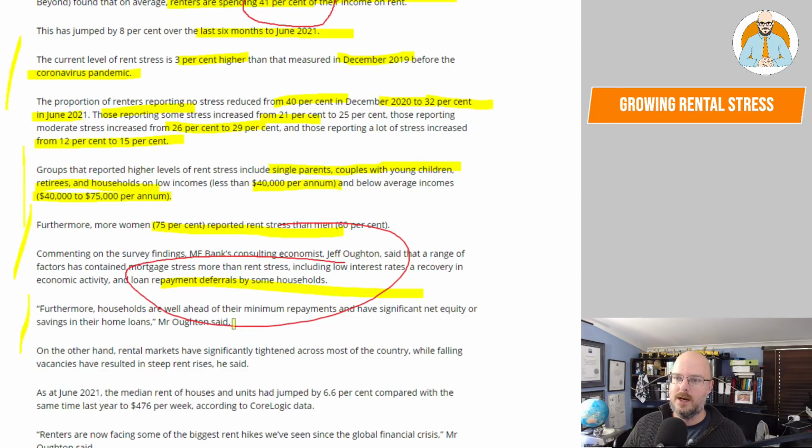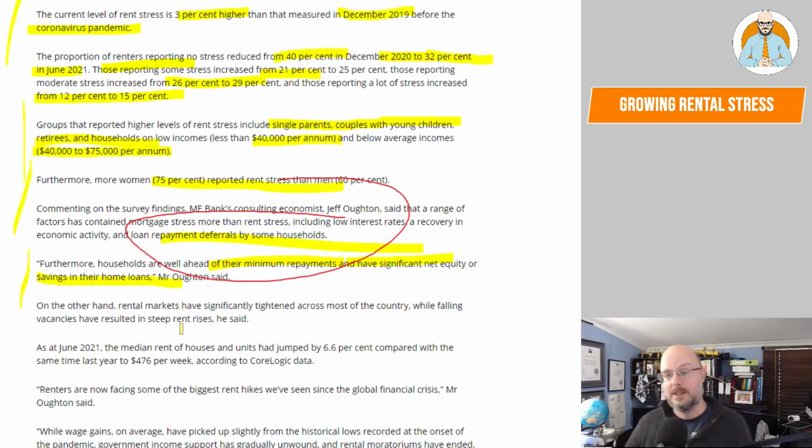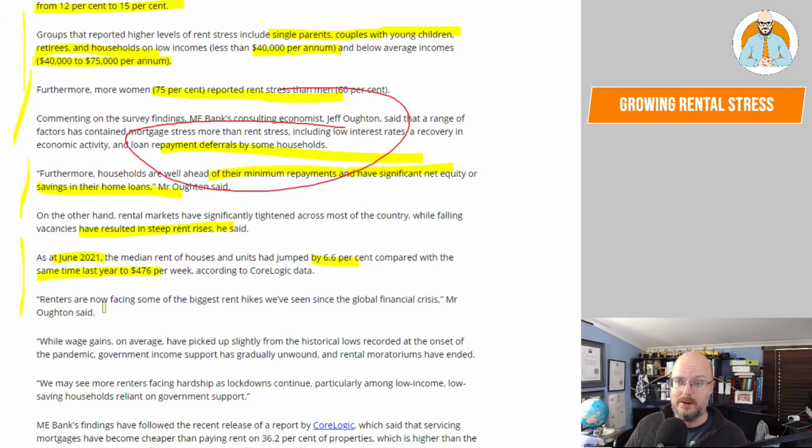Furthermore, households are well ahead of their minimum repayments and have significant net equity or savings on their home loans. He said, yes, they're right there. On the other hand, rental markets have significantly tightened across most of the country, while falling vacancies have resulted in steep rent rises, he said. As of June 2021, the median rent for houses and units jumped up 6.6% compared with the same time last year at $476 per week, according to CoreLogic data. Renters are now facing some of the biggest rent hikes we've seen since the GFC, he said.